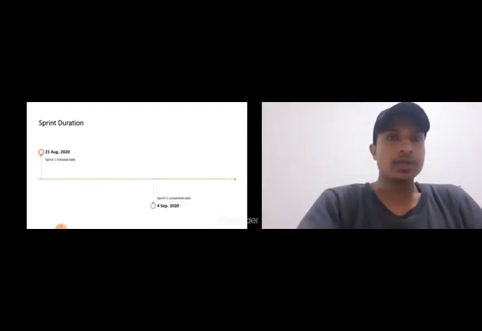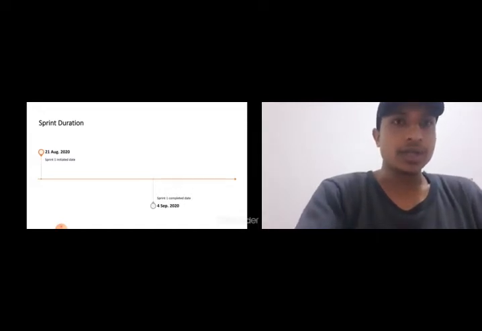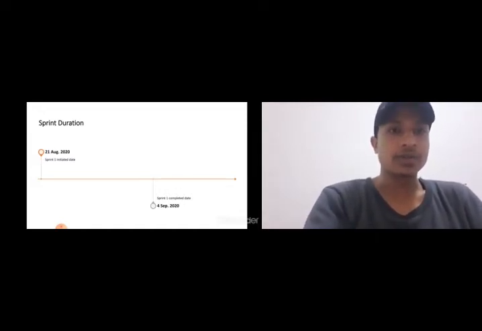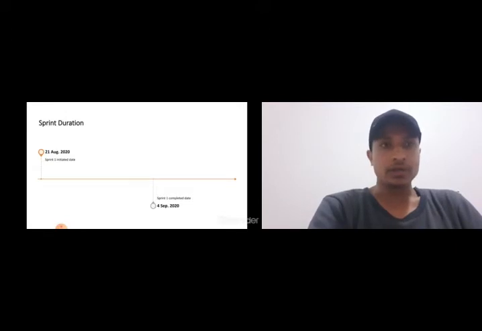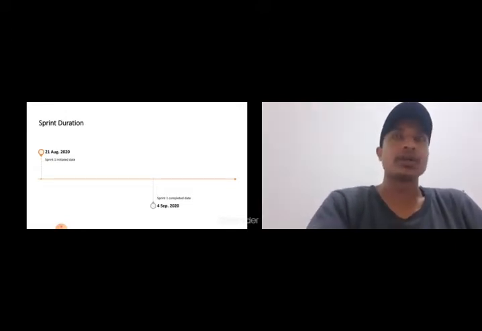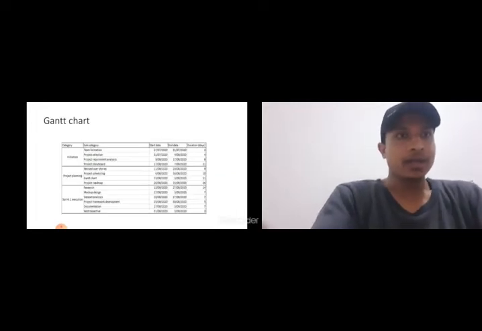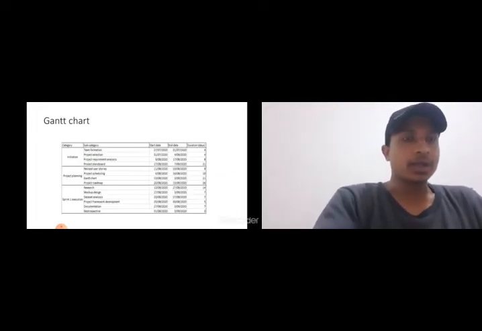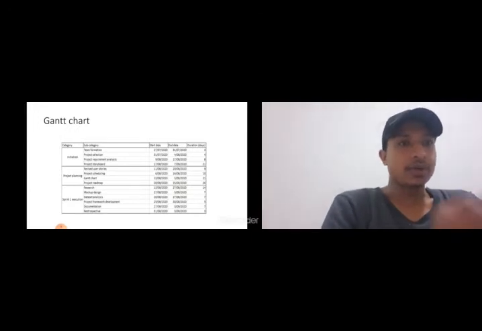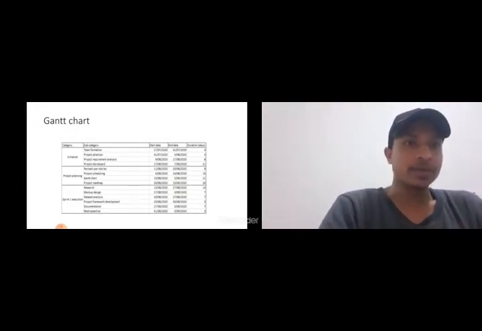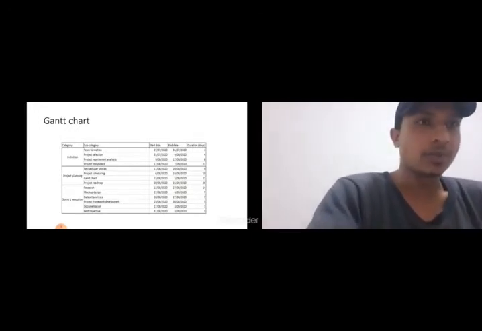Sprint 1 was initiated on 21st of August 2020 and ended on 4th of September 2020, so there were 14 days of sprint duration. And this one is the Gantt chart, and here we have written about the Sprint 1 initiation, the planning of Sprint 1, and then the execution of Sprint 1.